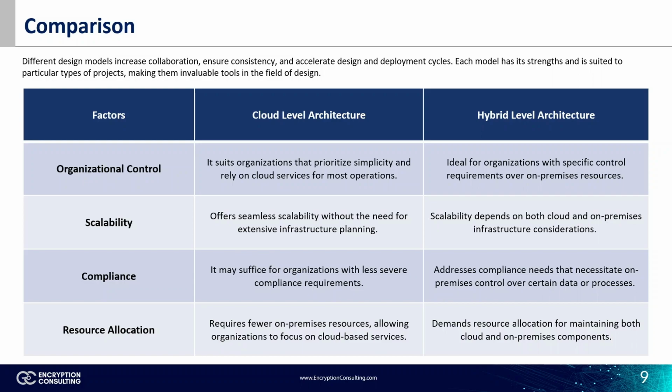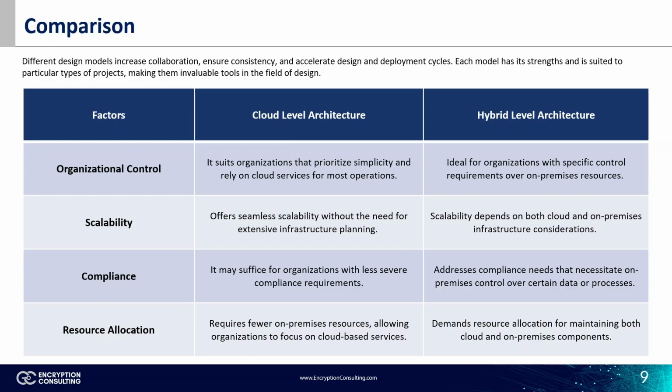Now, let's compare how these models differ from each other. The cloud model suits organizations prioritizing simplicity and relying on cloud services for most operations, while the hybrid model is more suitable for organizations with specific control requirements over on premises resources. The cloud model offers seamless scalability without the need for extensive infrastructure planning, whereas scalability in the hybrid model depends on both cloud and on premises infrastructure considerations.